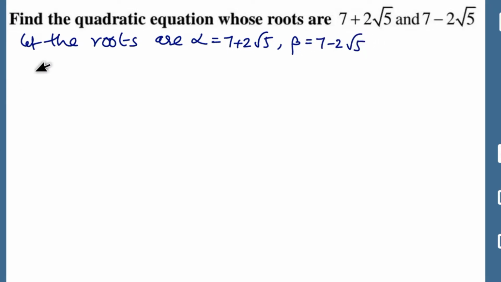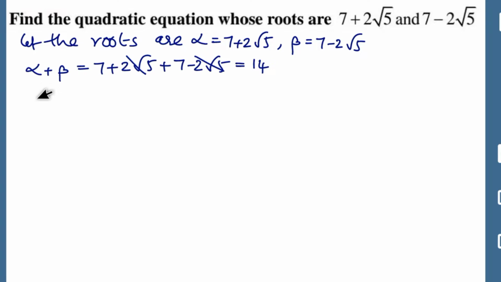So now write the sum of the roots alpha plus beta. What is alpha value? 7 plus 2 root 5 plus beta value 7 minus 2 root 5. So minus 2 root 5 plus 2 root 5 cancel. 7 plus 7 is 14. Next take the product of the roots alpha into beta.